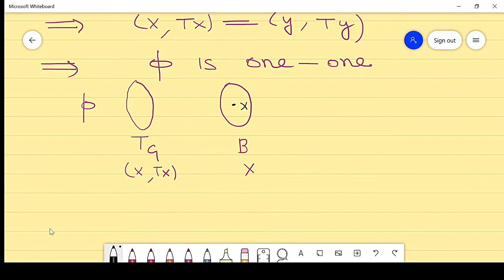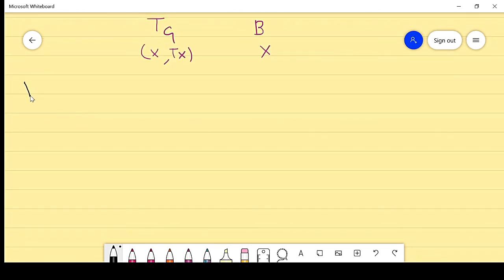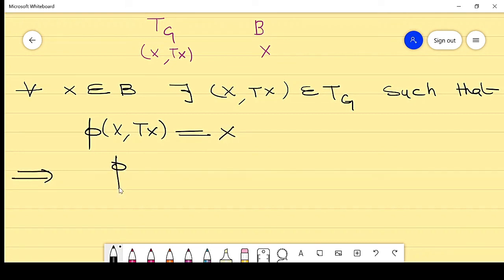If I write it as a definition, then we can write it as: for every x belongs to B, there exists (x, Tx), which belongs to T of G, such that phi of (x, Tx) is equal to x. So it implies this mapping is onto.